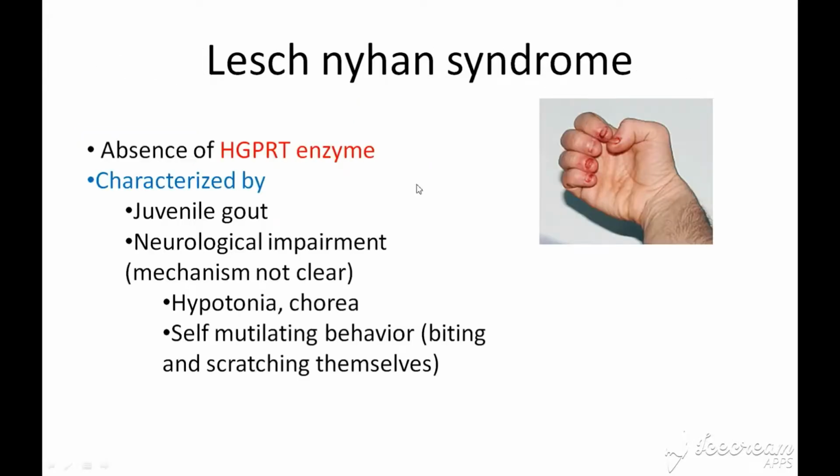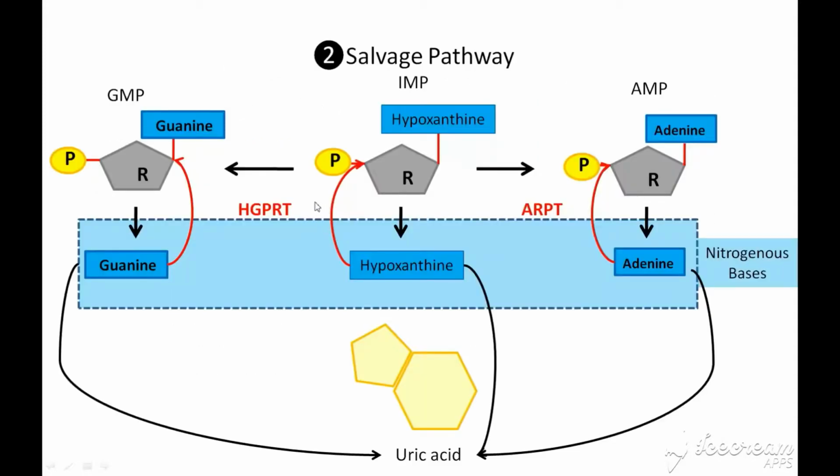Okay, so the next pathology that could be seen with abnormalities in the purine metabolism is something called Lesch-Nyhan syndrome. Now, this is an autosomal recessive disease in which there is absence of the enzyme HGPRT. Now, if you recall, this enzyme is responsible for the purine salvage pathway. So it's responsible for taking guanine and hypoxanthine and converting them back into their respective nucleotides.